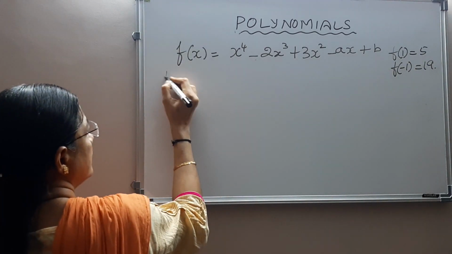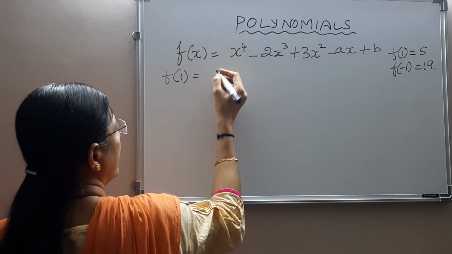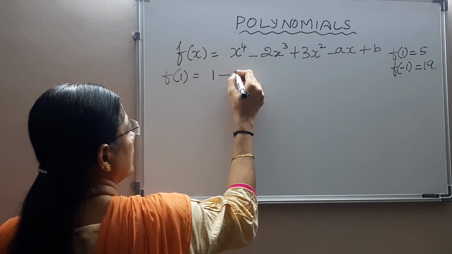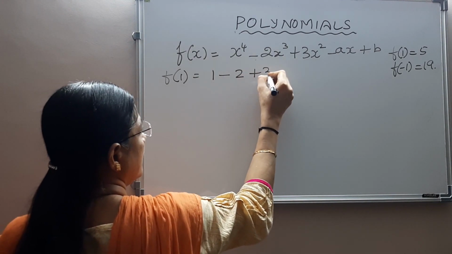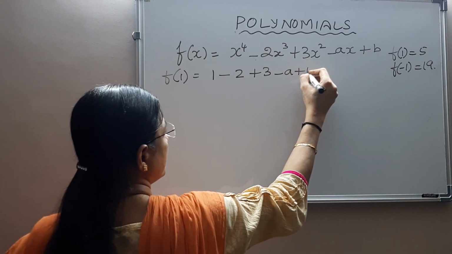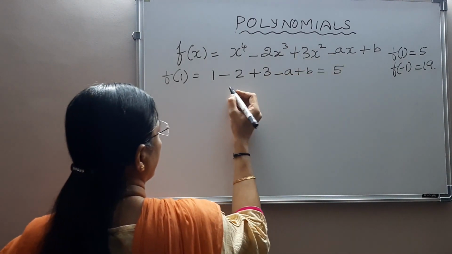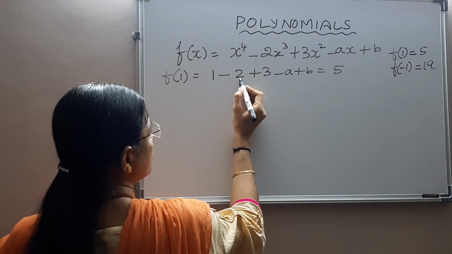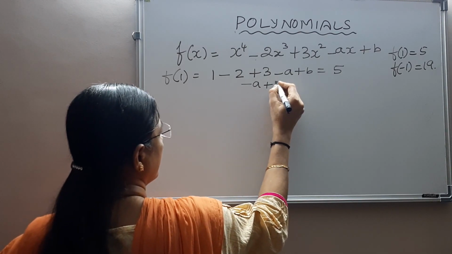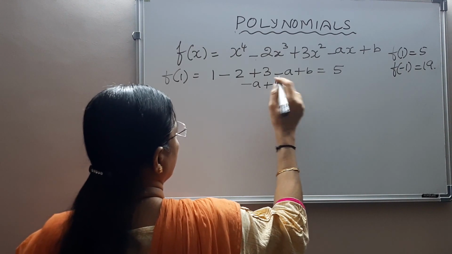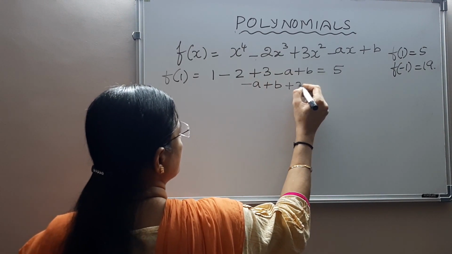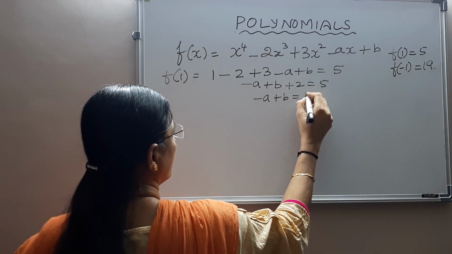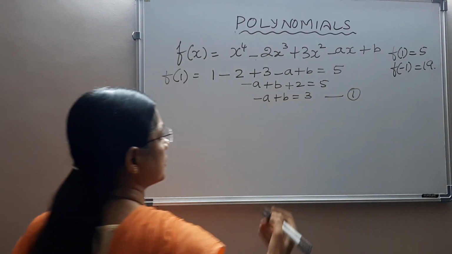Now I substitute f of 1. I do it directly because it is 1. This is equal to 1 minus 2 plus 3 minus a plus b is equal to 5. Now 3 plus 1 is 4, 4 minus 2 is 2. So minus a plus b plus 2 is equal to 5, or minus a plus b is equal to 3. Now this is my first equation.